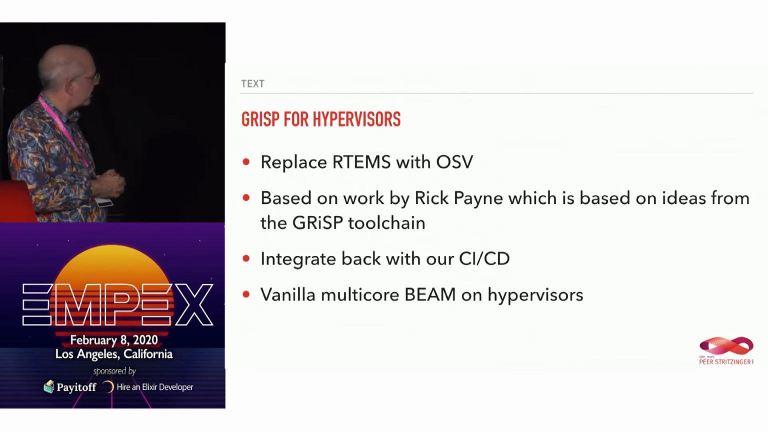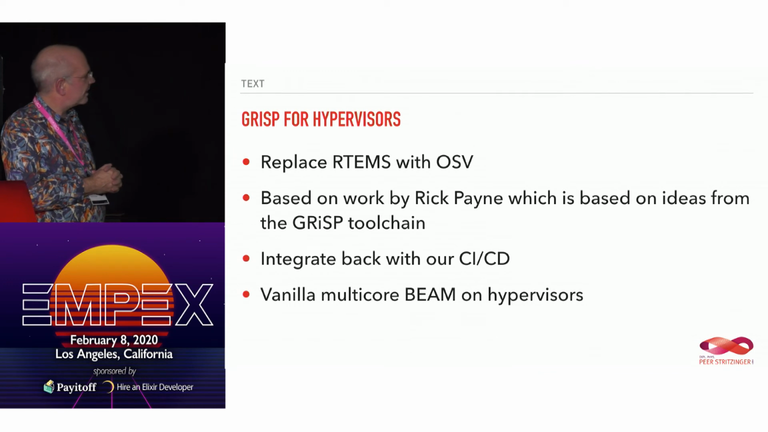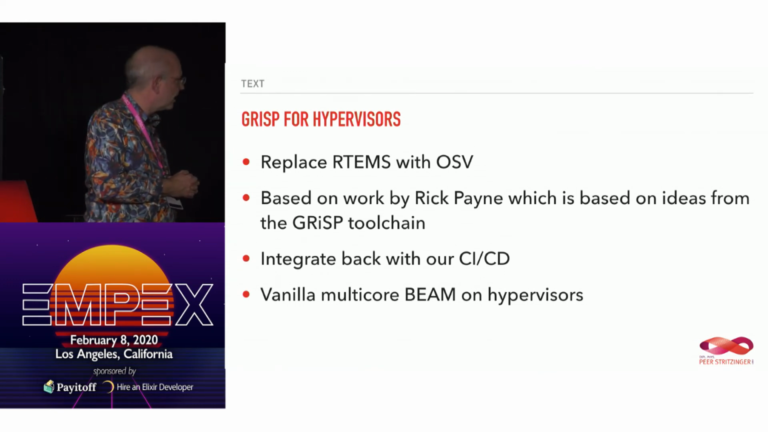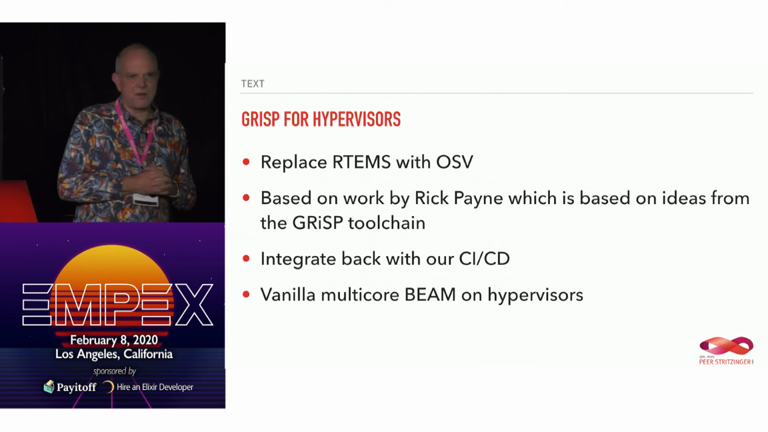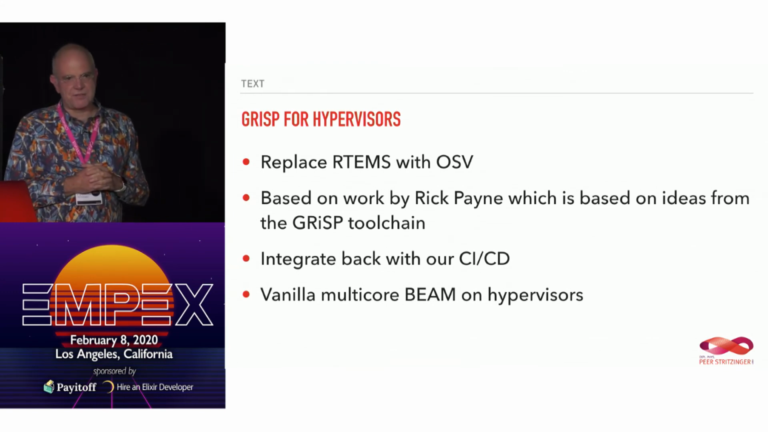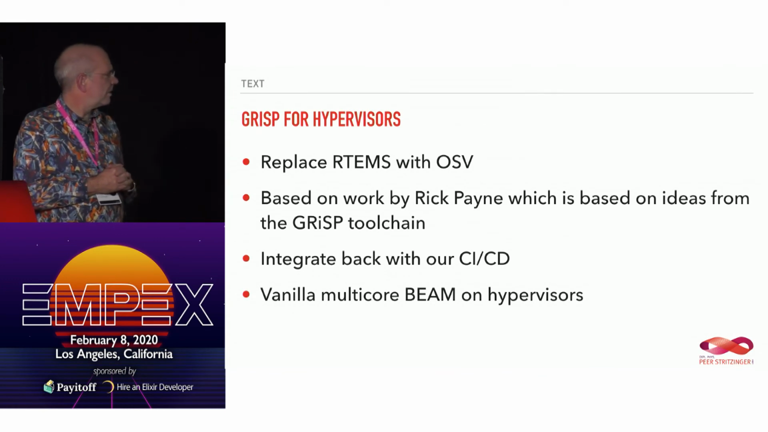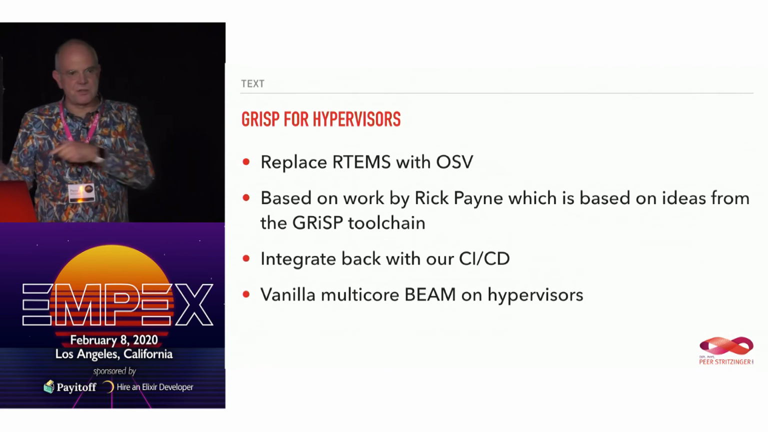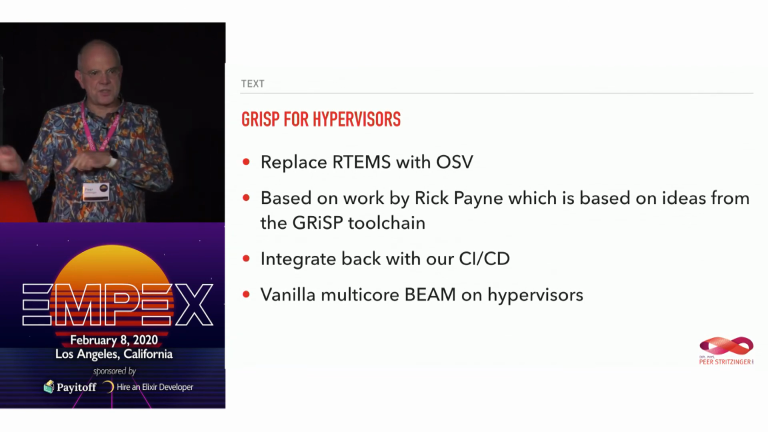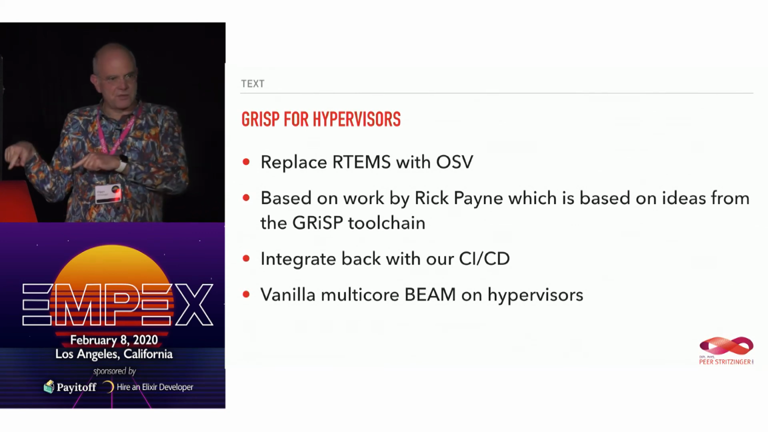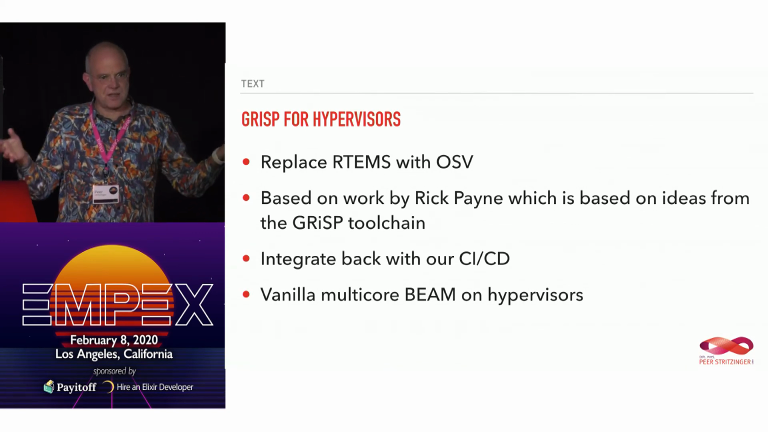There's another little project. Basically, there's another kind of Unikernel thing. It's called OSV. And there was an Erlang on OSV project, which was defunct for a while. And then my friend Rick Payne took the ideas from the GRiSP toolchain, looked at our toolchain, and adopted it for OSV. We are now working on backporting this into the GRiSP thing, so we can use our CI/CD stuff.